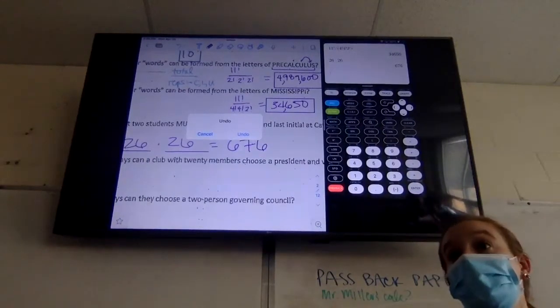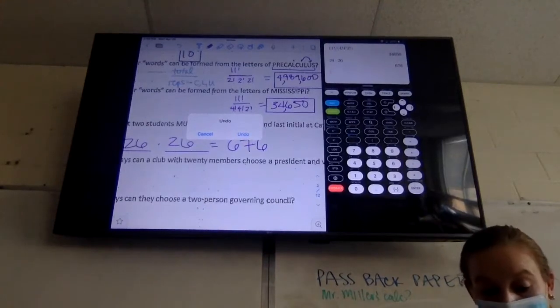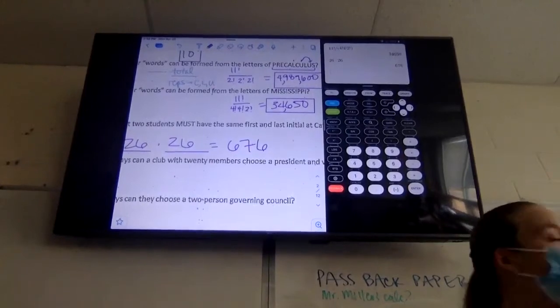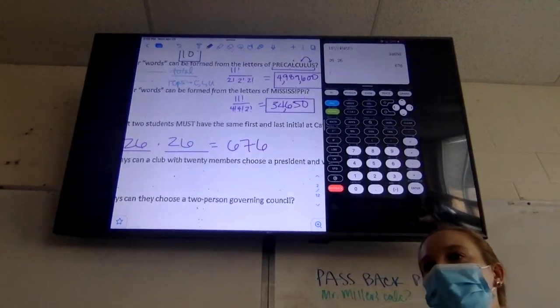More than that, right? So just by probability, there are more students that go to our school than 676. So there should be at least one set of students that have repeating first and last initials. Can anyone think of any?